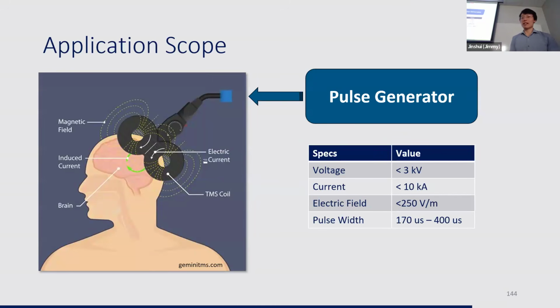So TMS works by stimulating our brain with rapidly changing magnetic fields. One of the core components is the pulse generator. And because stimulation must reach our brain wirelessly but deeply through our scalp, skull, and tissue, it requires a high intensity, typically several kilovolts and several kiloamps at the same time. The pulse width is usually below half a millisecond, which means the output bandwidth is higher than 20 kilohertz.